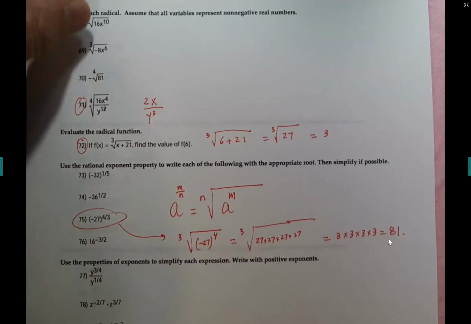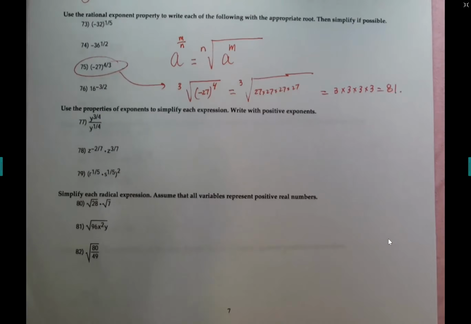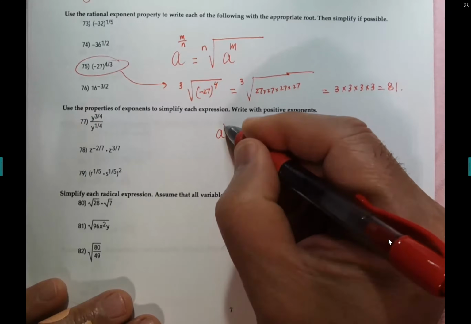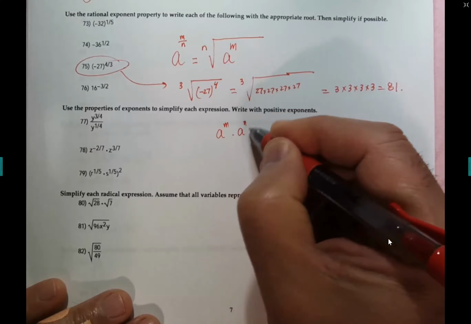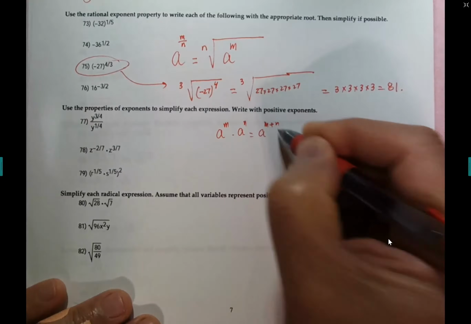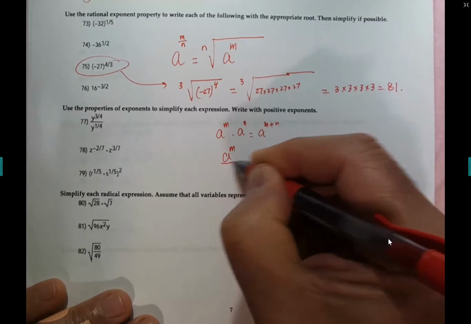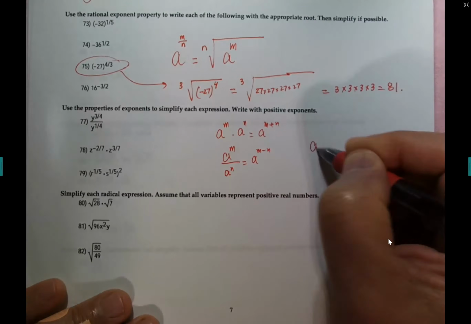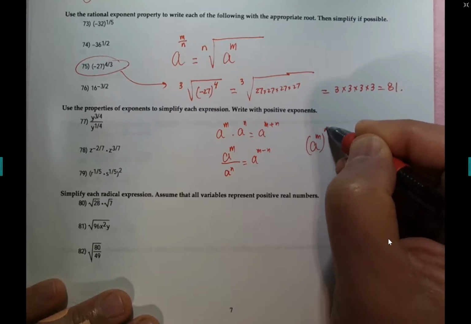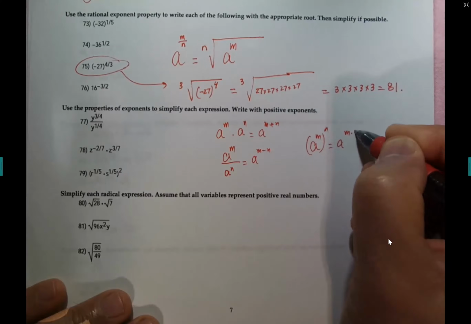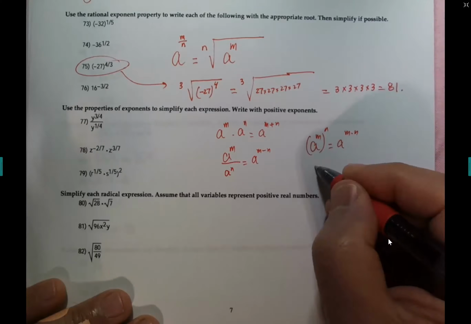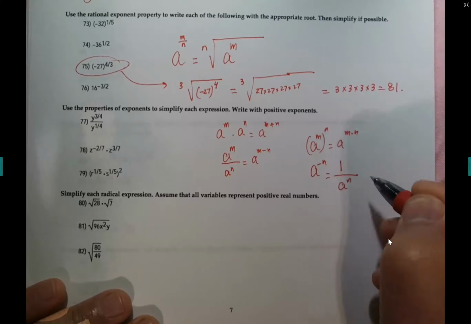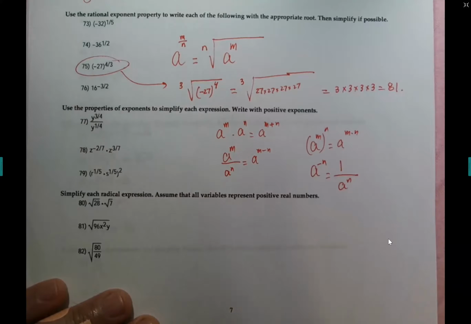Okay, use properties of exponents to simplify. These are the properties that you need to know. A to the m times a to the n is a to the m plus n. A to the m divided by a to the n is a to the m minus n. And a to the m to the n is a to the mn. And also, to change a negative exponent to a positive, use this rule right here: a to the negative n is 1 over a to the n.